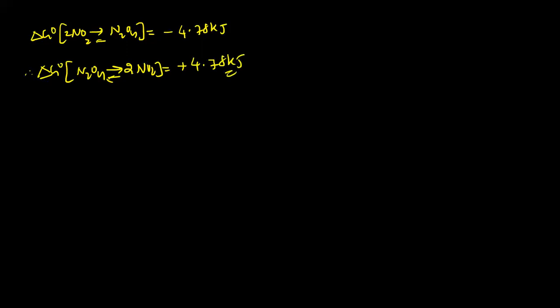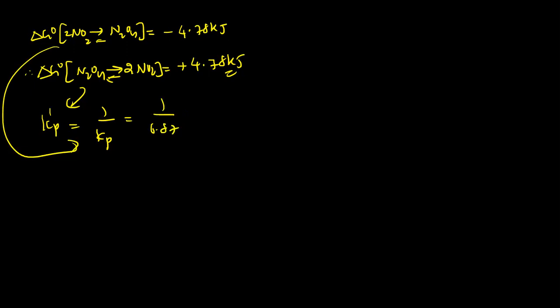Coming to the other thing, the Kp value of this expression will be equal to 1 by Kp. If you assume this is the Kp dash value, then for the first equation Kp value you can write the reciprocal, that is 1 by 6.87 we got, which is 0.146. That is the second question answer.